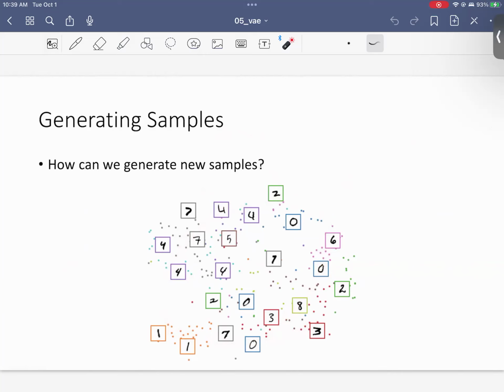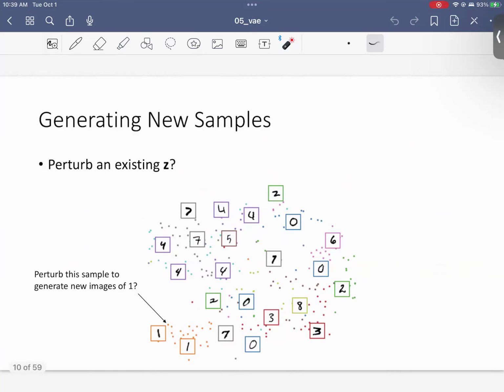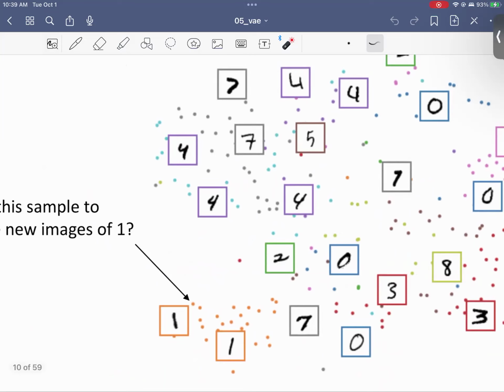So how can we generate new samples? One way to do it is to look at this region here. All these dots are different ones embedded into a 4-dimensional space, right? So these are like Z1, Z2, Z3, Z4, Z5. These are all different Zs, but they're all ones. So what we can do is take one Z and then slightly perturb it.